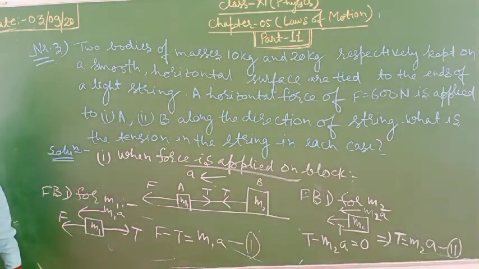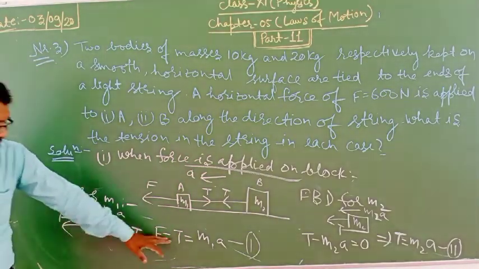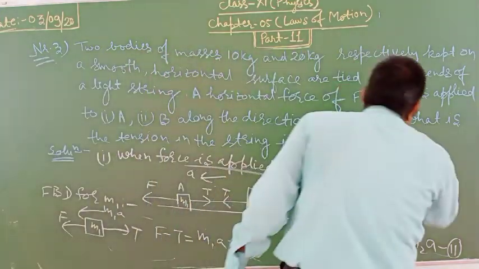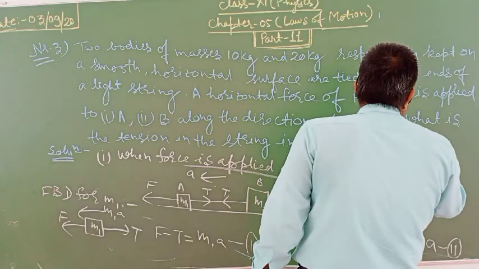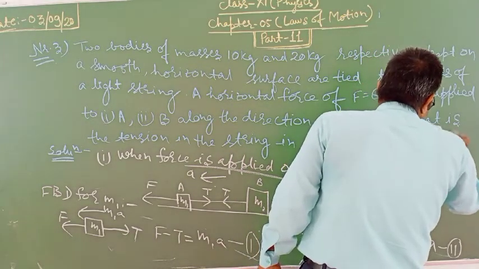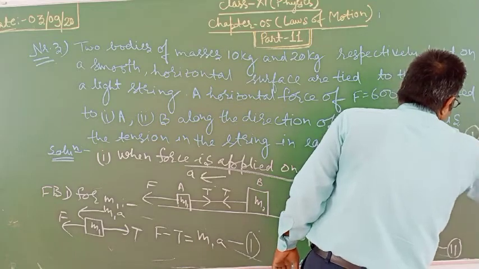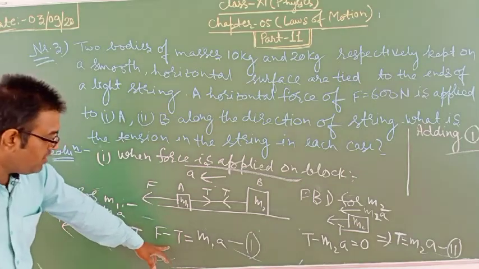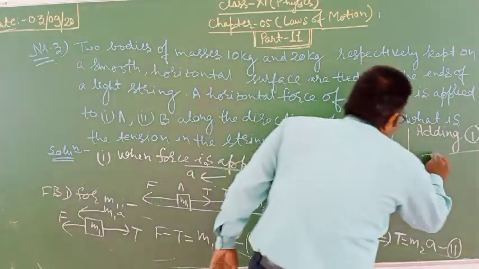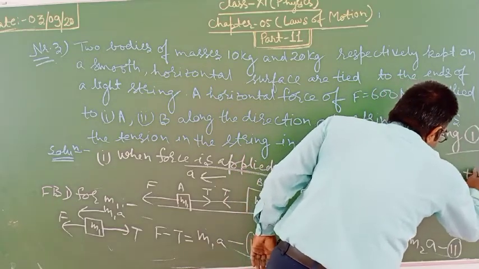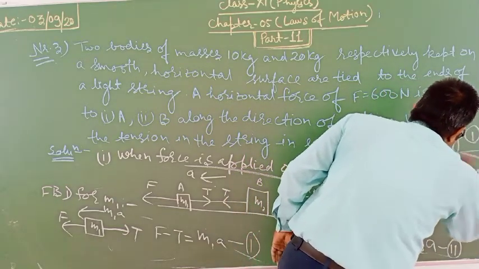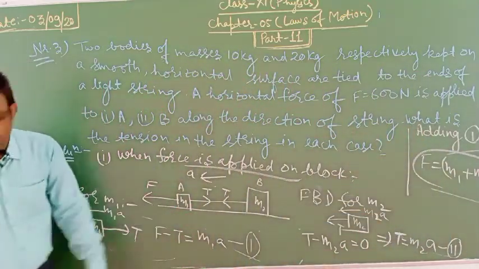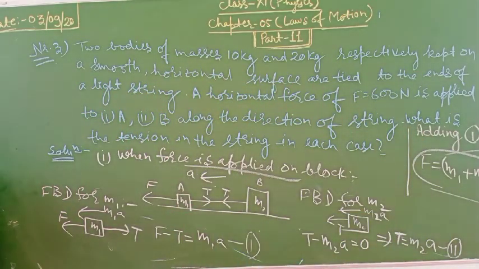Now you may add these two equations, adding 1 and 2. On adding 1 and 2, what will we get? T and T cancel out, and F is equal to M1 plus M2 into A. So in the first case, the net force F is equal to M1 plus M2 into A, and from here we can calculate the acceleration.